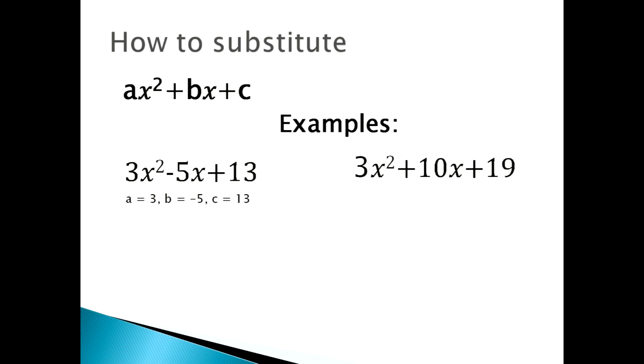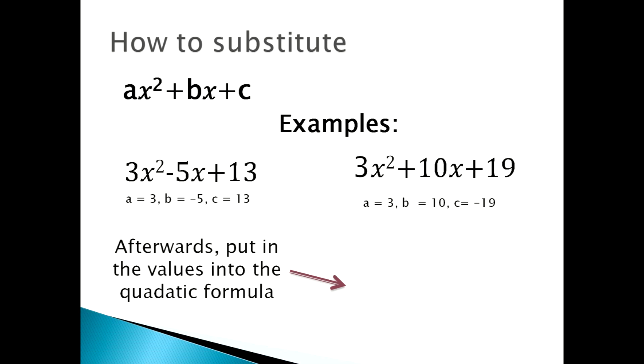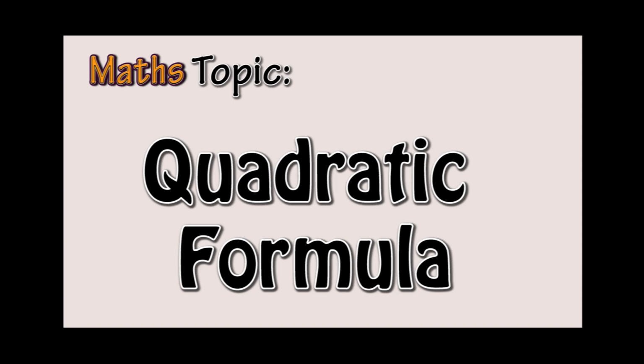In the next example, 3x squared plus 10x plus 19. Similarly, you need to find out what a is, what b is, and what c is in order to substitute the values into the quadratic formula. So a is 3, b is 10, and c is 19. Afterwards, you substitute your values into the quadratic formula. x equals minus b plus or minus the square root of b squared minus 4ac, all over 2a.